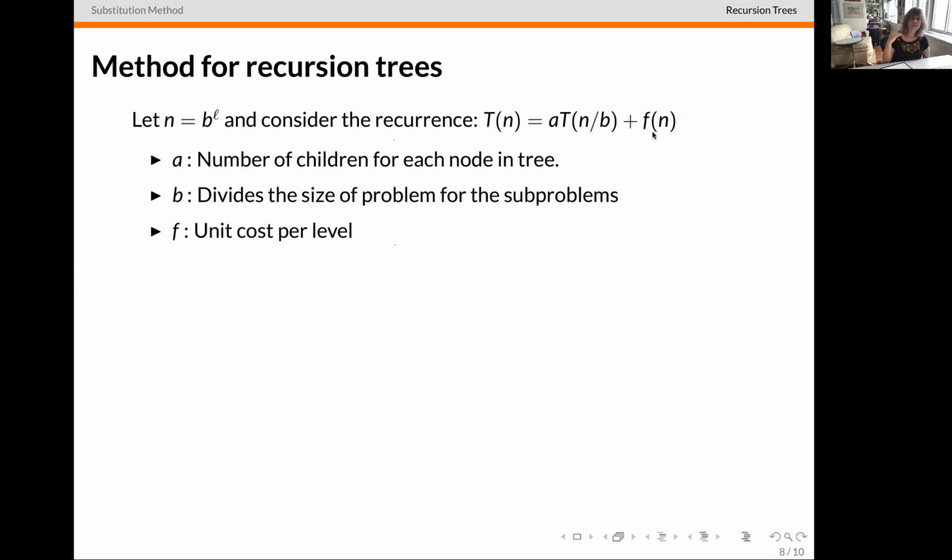Now B divides the size of the problem for all the subproblems. And then f is going to give you the unit cost per problem. And with these elements, we can build a table. So that comes very handy.